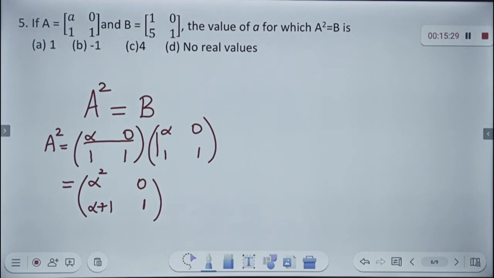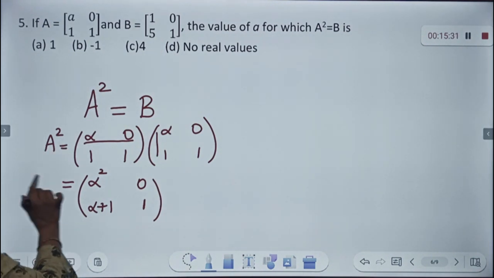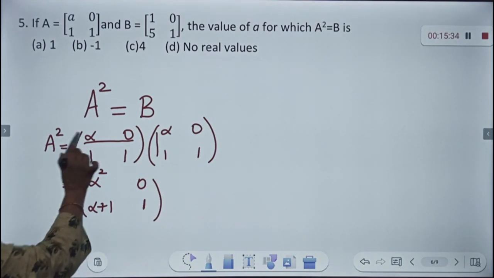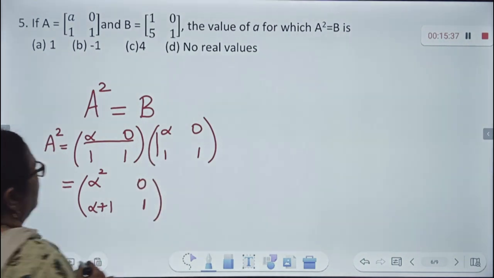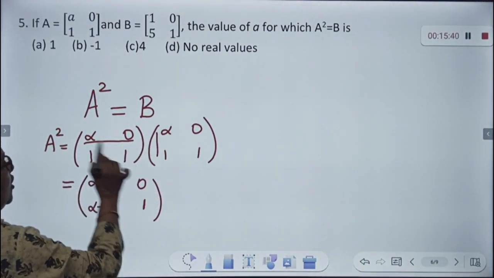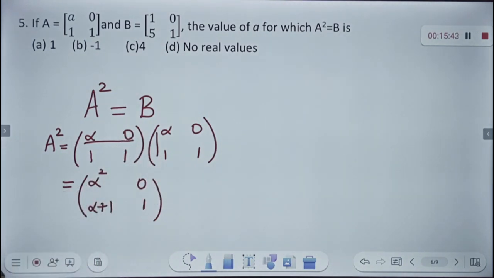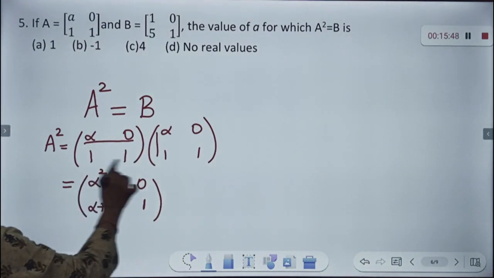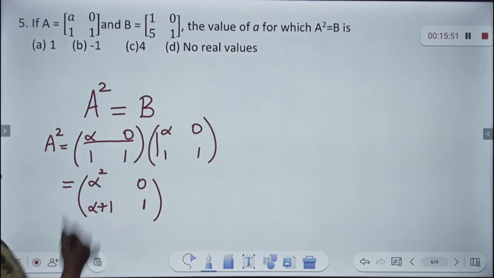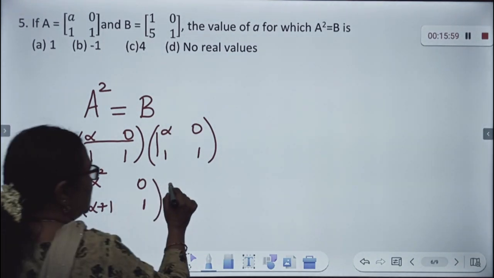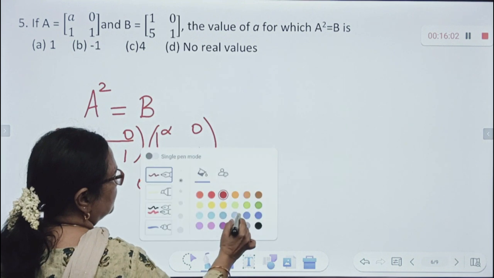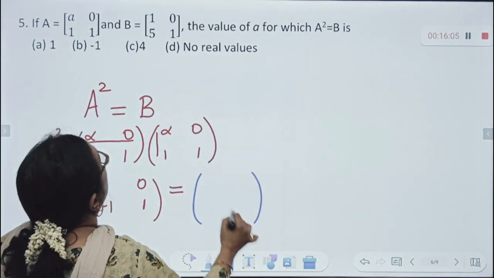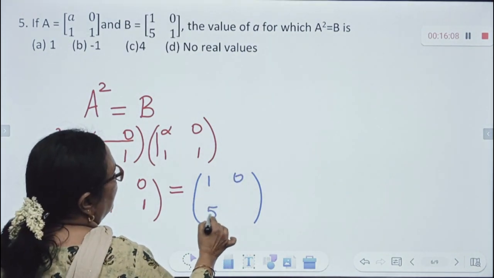So you are given A square equal to B, right? First I am finding A square. What is A square? Alpha 0, 1, 1 into alpha 0, 1, 1. What will be the product? First row, first column, alpha square plus 0 is alpha square. First row, second column, alpha into 0 plus 0 into 1 is 0. Second row, first column, alpha plus 1. Second row, second column, 0 plus 1 into 1, 1. Okay, this is A square. This is given to be equal to B. What is B? 1, 0, 5, 1.